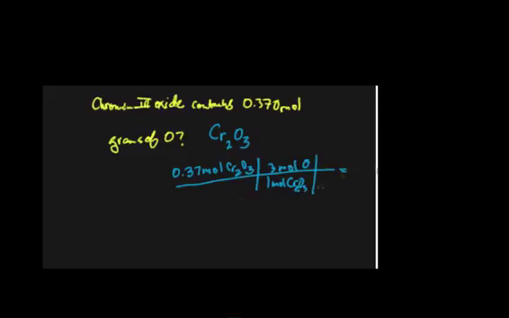Oh, no, I asked you for grams, so then we got to convert it to grams. So then we know 1 mole of oxygen gives you 16.00 grams of oxygen. And then multiply that out and you get your answer. So that would be 48 times 0.37, which is 17.76 grams of oxygen. Okay?